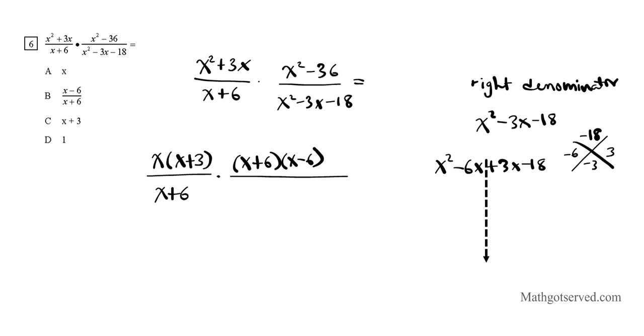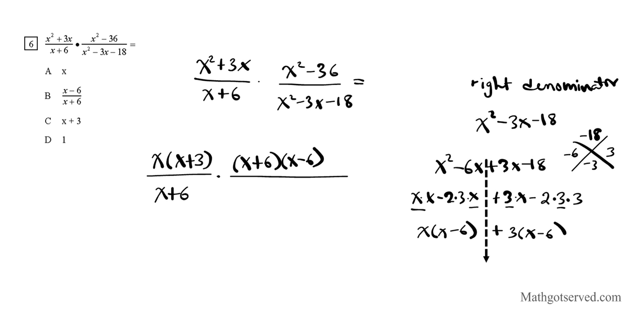So we're going to have x times x minus 2 times 3 times x plus 3 times x minus 2 times 3 times 3. Okay? Take out an x from the first two, x times x minus 6. Let's take out a 3 from the last two, 3 times x minus 6. And then it's going to become x minus 6 times x plus 3. Okay? So put that in here, we have x minus 6 times x plus 3.